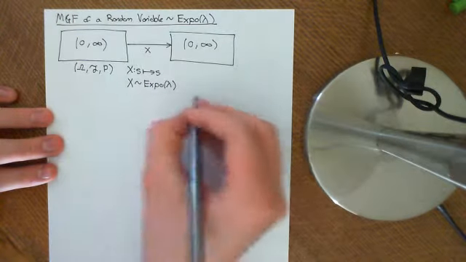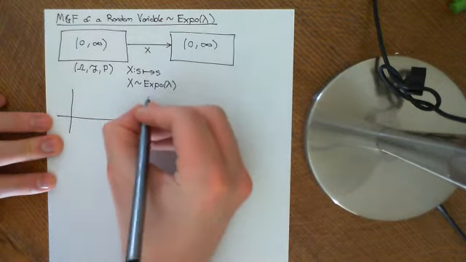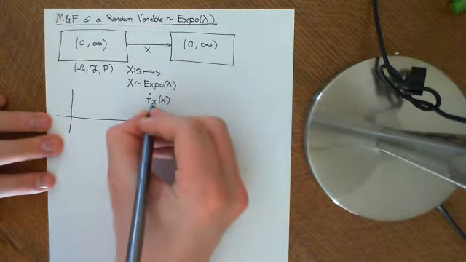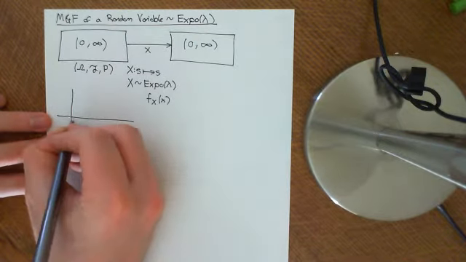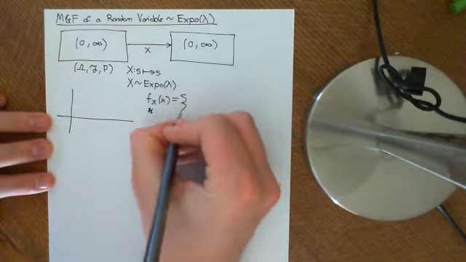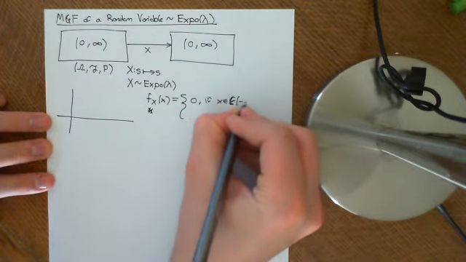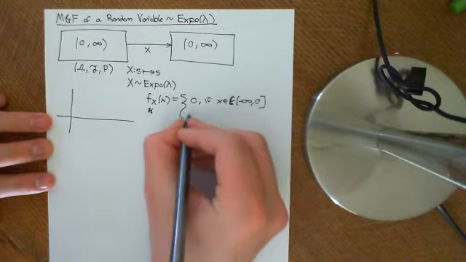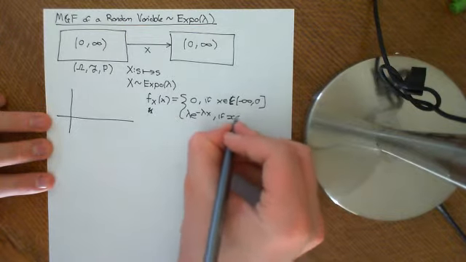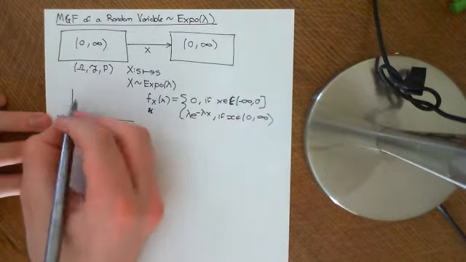Now, if we draw out its PDF, if it's distributed with parameter lambda, its PDF f of big X of little x, the PDF of the random variable big X as a function of little x, where little x can be any real number, is going to be equal to 0 if x is a non-positive number, so negative infinity to 0, and it's going to be equal to lambda e to the negative lambda x if x is a positive real number, so 0 to infinity. Okay, so it's going to look something like this.